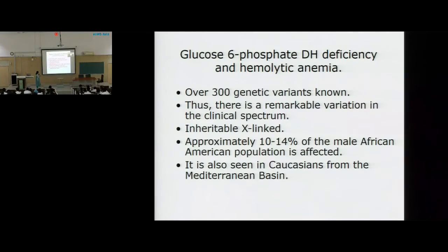So glucose 6-phosphate dehydrogenase deficiency, more than 300 variants are known. And this particular disorder is an inheritable X-linked disorder. It is seen commonly in Caucasians who are from Mediterranean countries. So from Egypt, from France, from these Mediterranean countries, it is very prevalent. Now, there is a very interesting fact which is linked to this.